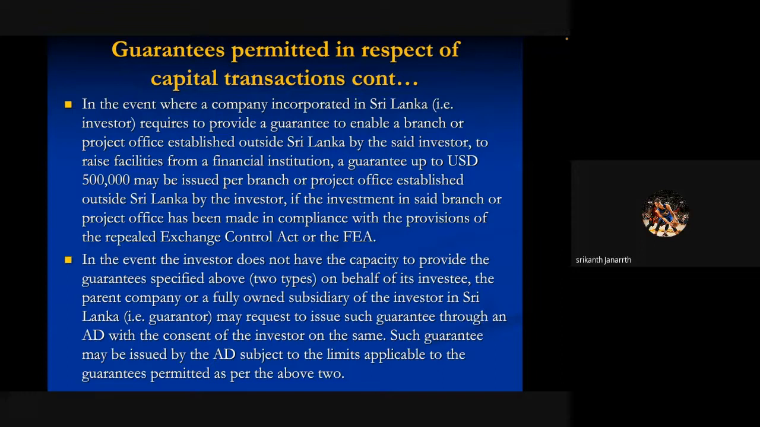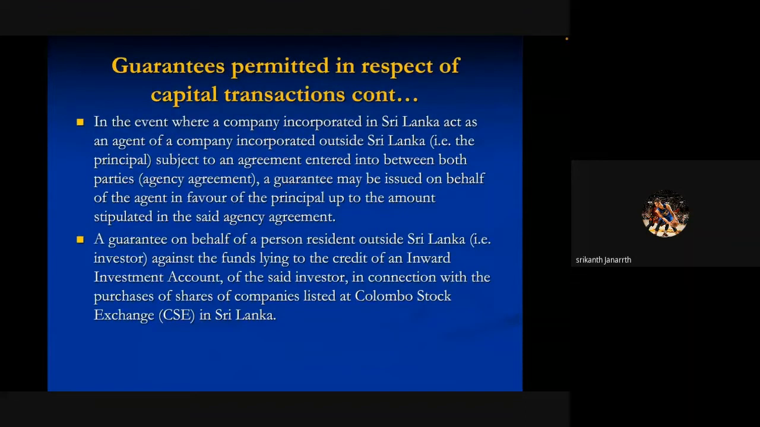So you know, ALIS will have a lot of subsidiaries. Ravi Trading, Ravi Brush, they will have a lot of subsidiaries, right? They have these rubber factories, a lot of diversified businesses, a conglomerate is the ALIS Group. So ALIS Group can issue a guarantee on behalf of their investor, right? Subsidiary. Guarantee permitted in respect of capital transaction.